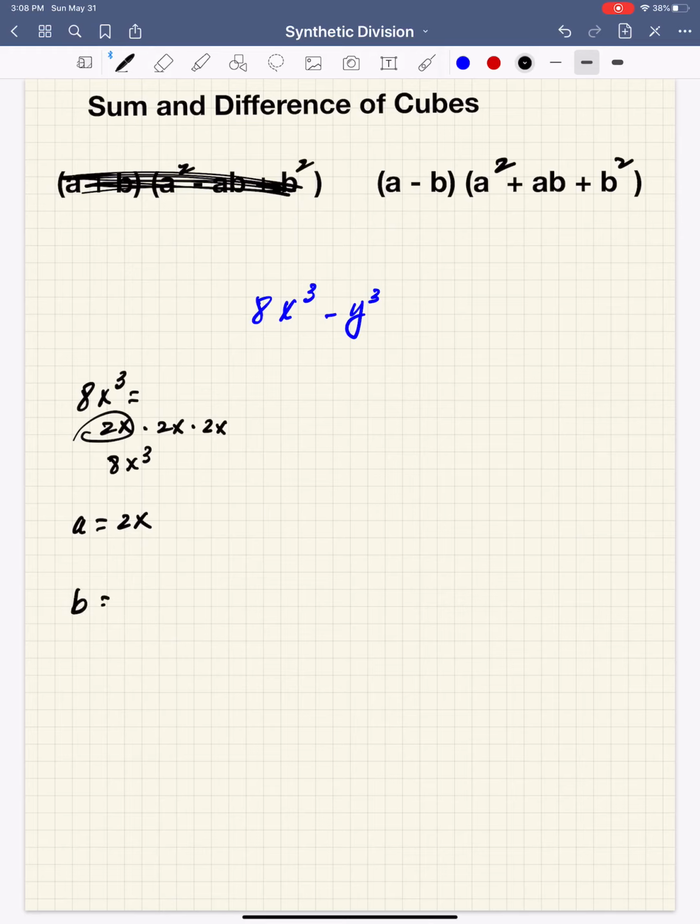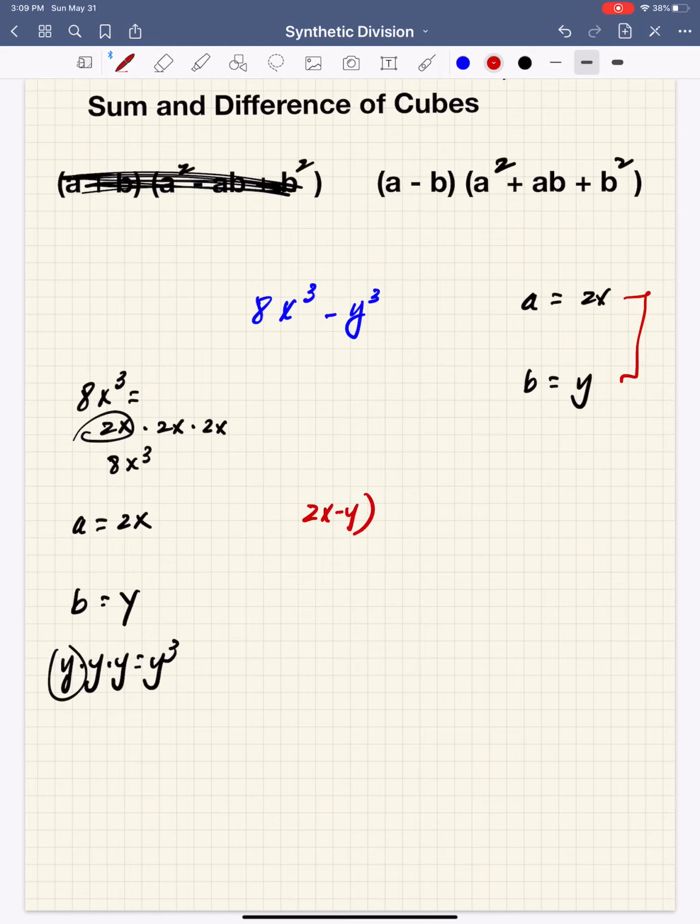The b value is going to be y, because y times y times y is y to the third. So your a value is going to be 2x, and your b value is going to be y. And it's subtraction, so the first thing you're going to do is subtract 2x minus y. That's this part of the formula. Then we're going to square it, multiply them together, and square it again.